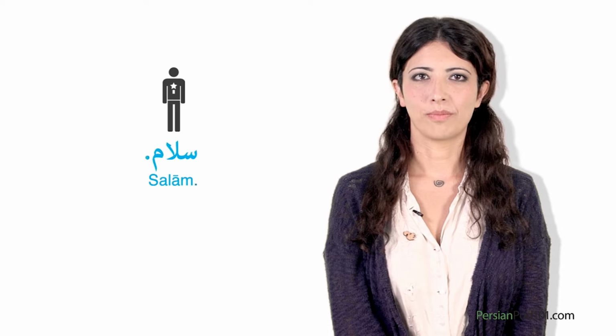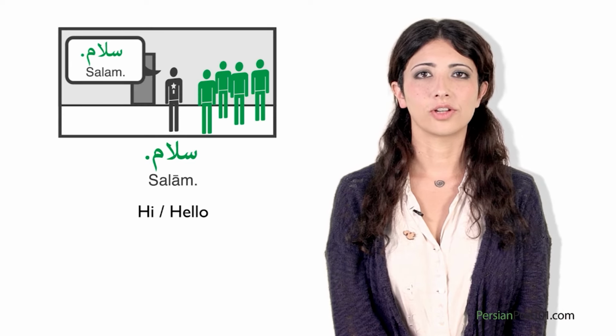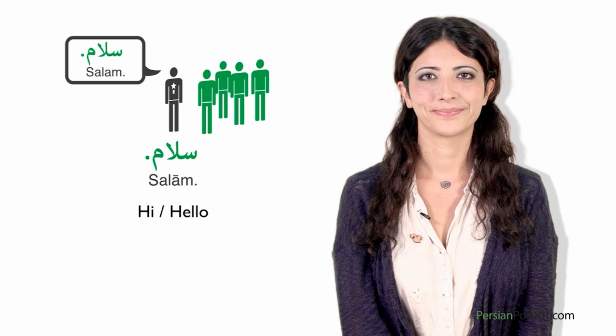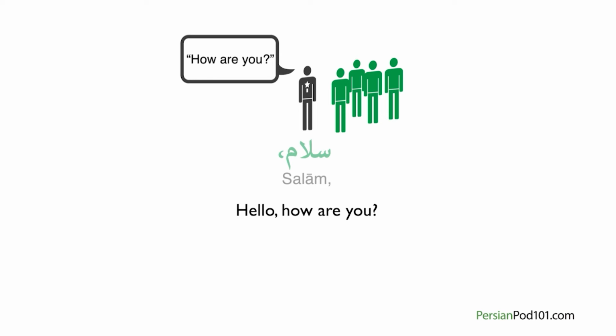The most commonly used informal greeting is Salam. Salam means hi or hello. We use it when we meet someone or enter a room with people in it. We can use it as a greeting almost anywhere. After salam, we almost always say how are you when we greet friends or close relatives. It might seem strange to say it every time, but this is a part of normal everyday conversation in Persian.